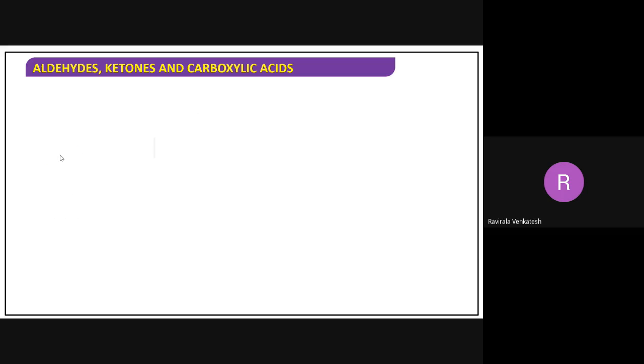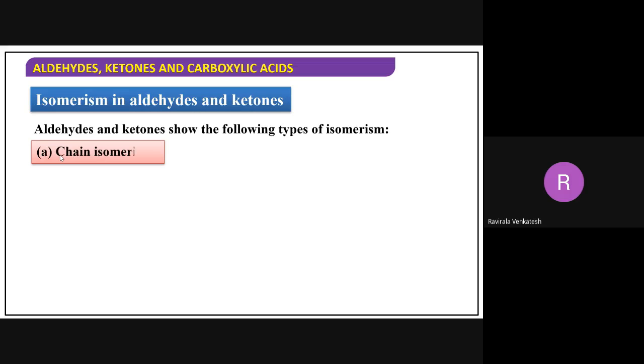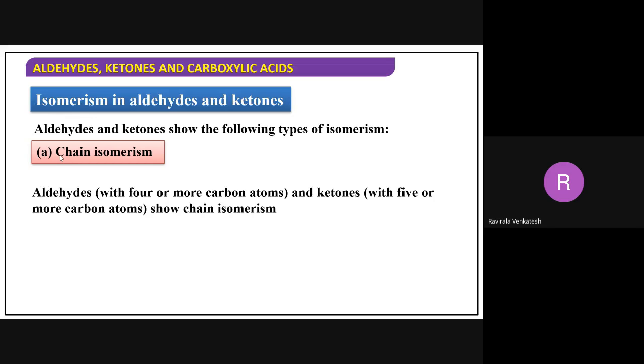sp2. Right, very good. Next, isomerism in aldehydes and ketones. What is the isomerism present in the aldehydes and ketones here? First thing is chain isomerism. For this, compulsorily, the aldehyde must have 4 or more carbon atoms.